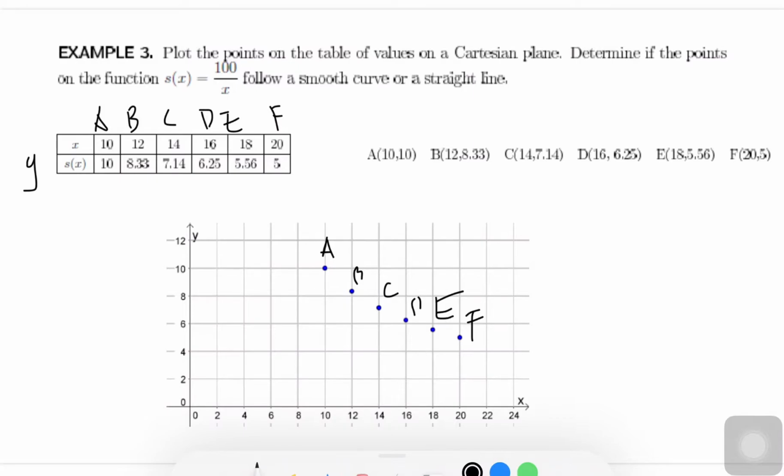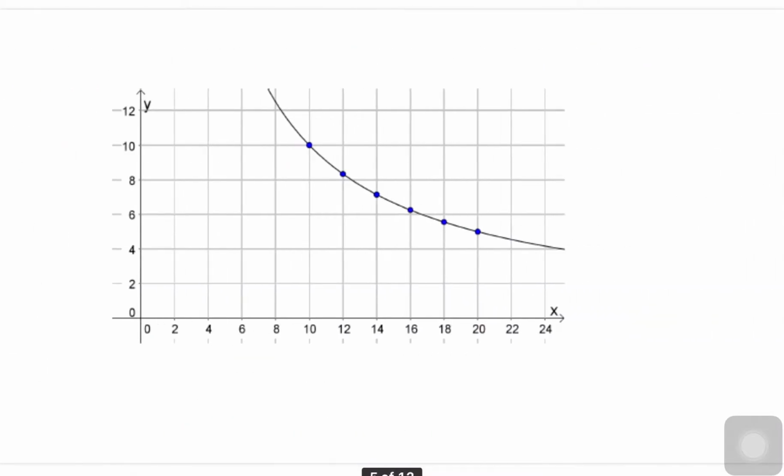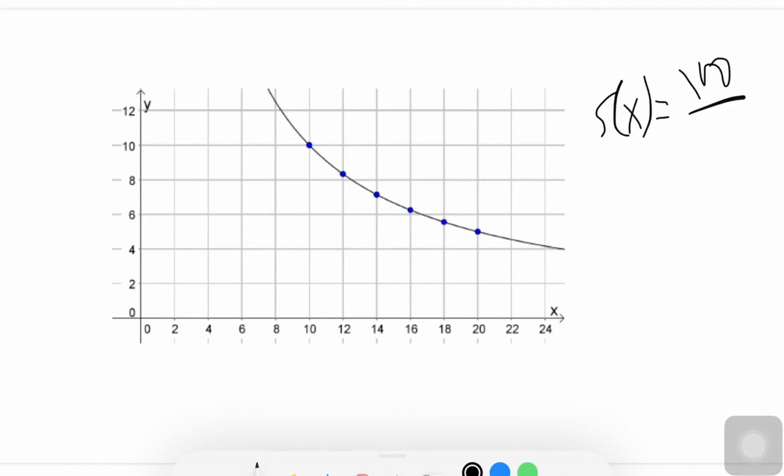As we've observed, the values of s of x are decreasing. So that is why the graph is decreasing. Now, the question is, does it follow a smooth curve or a straight line? Of course, by looking at this, it doesn't follow a straight line, but it follows a smooth curve. So this is a particular example of a graph of the speed, s of x equals 100 over x. Smooth curve.